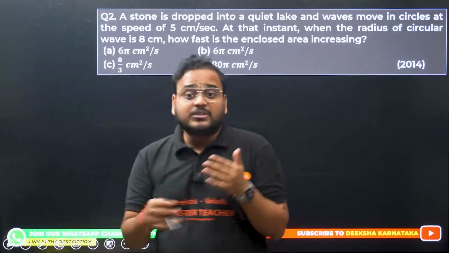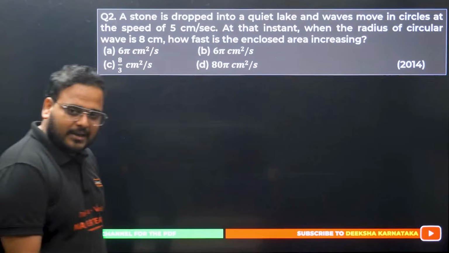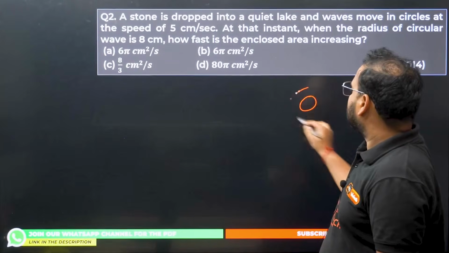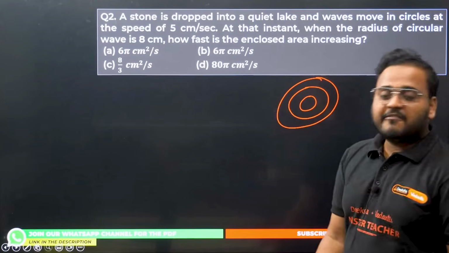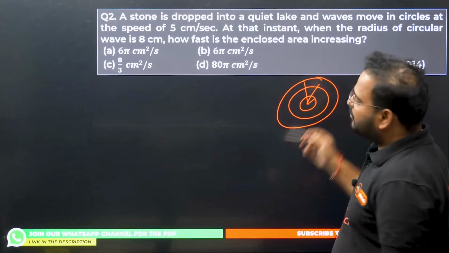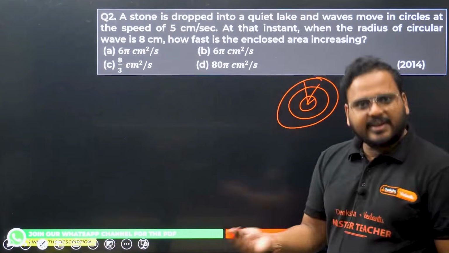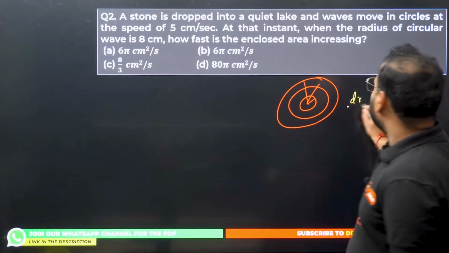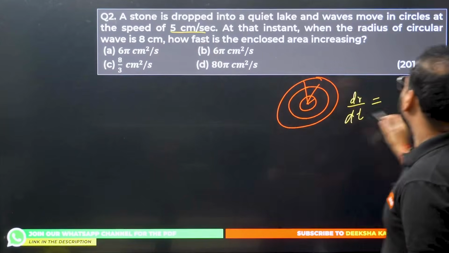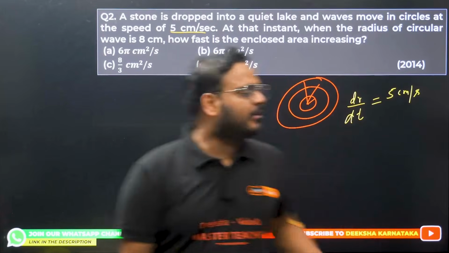Question number 2 now. One was fun. Now these questions will have some applications of derivative. Please check. A stone is dropped into a quiet lake and waves move in circles. What is the meaning of this? The wave moving basically means the radius is moving. This is the radius R1, R2 and R3. Basically the speed of the wave is nothing but the change in the radius. So speed is nothing but dr by dt. We can write this value 5 centimeter per second as dr by dt. I hope all of you know this.